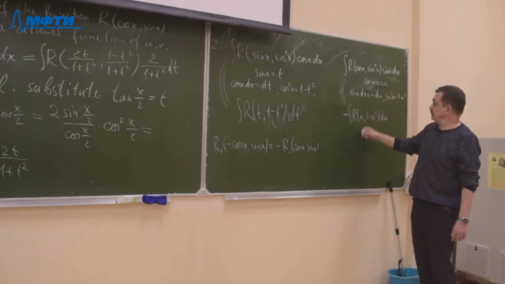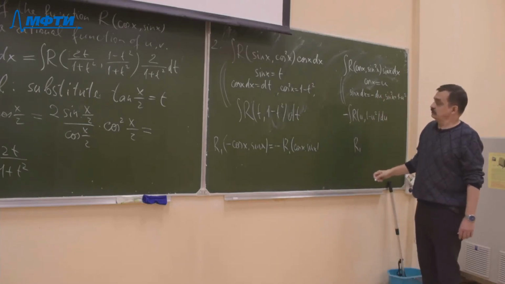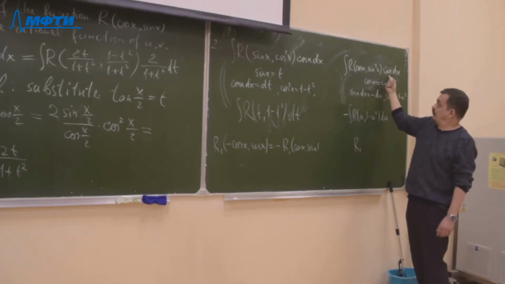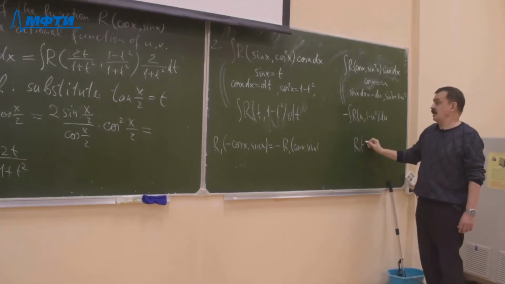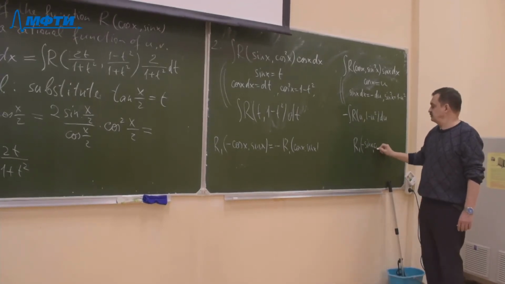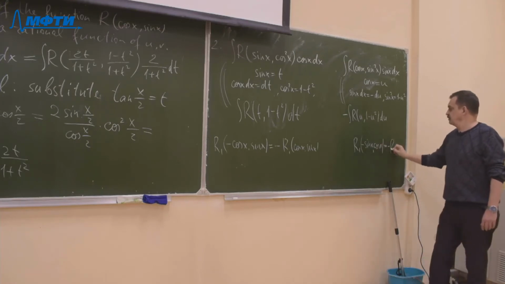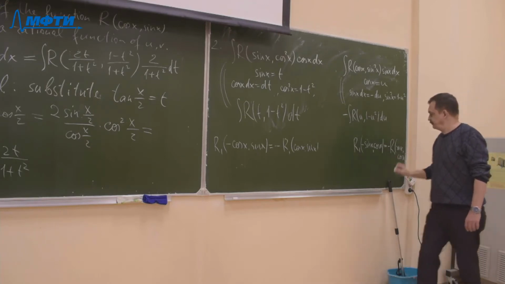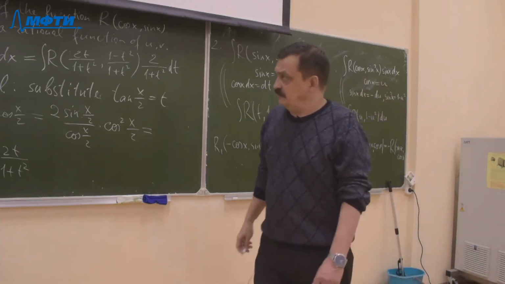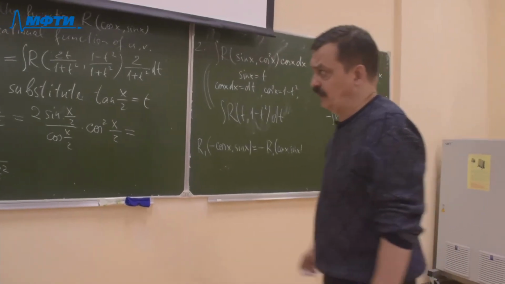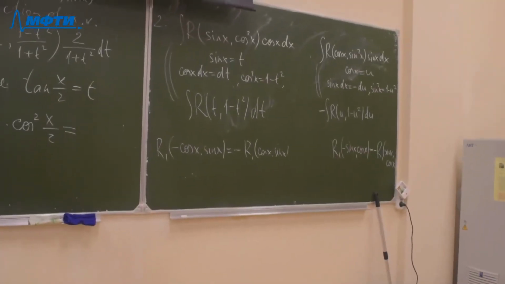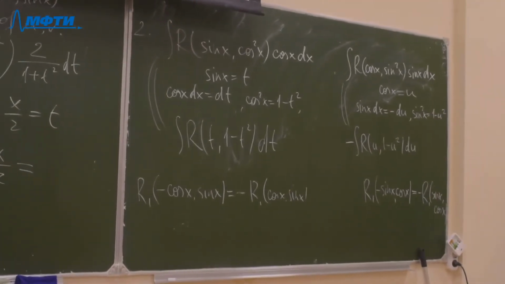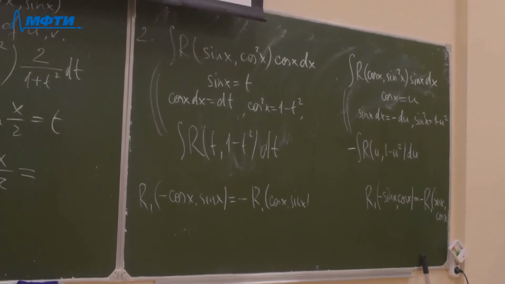Analogously, in that case, r1 can be represented in that form if r1 of minus sine x, cosine x is minus r1 of sine x, cosine x. So these are the main cases of integration when we can find primitives in terms of elementary functions.